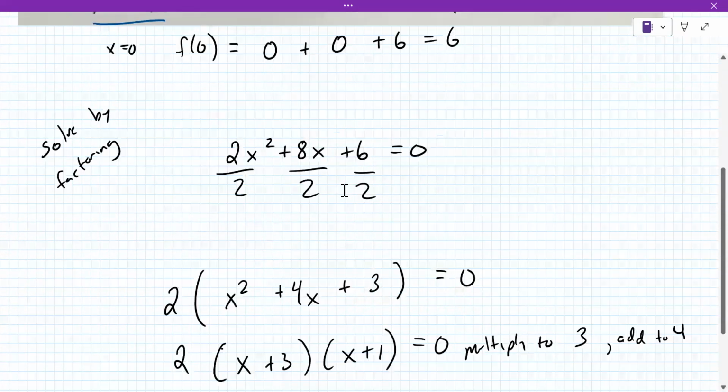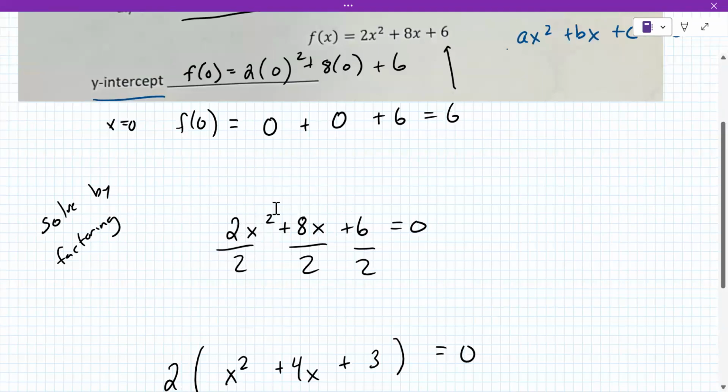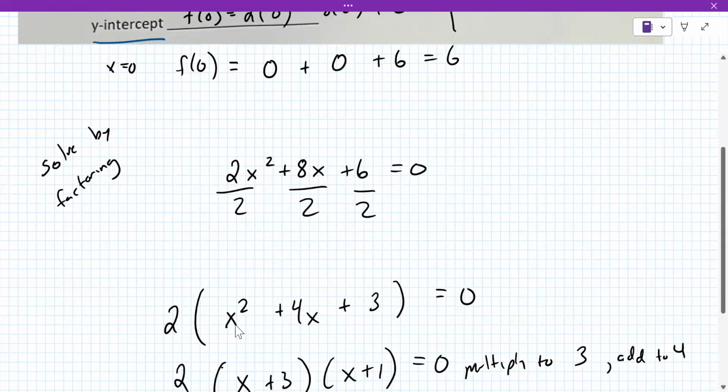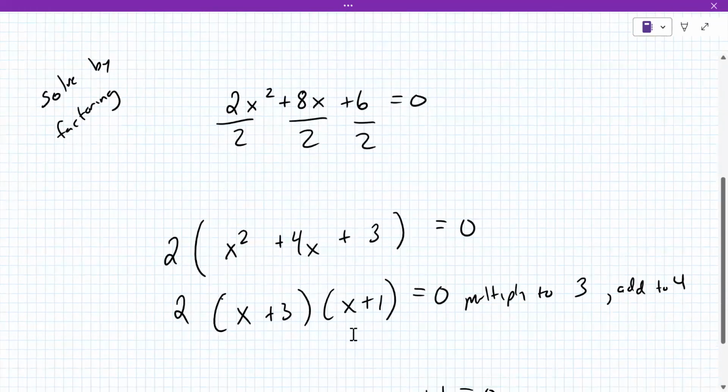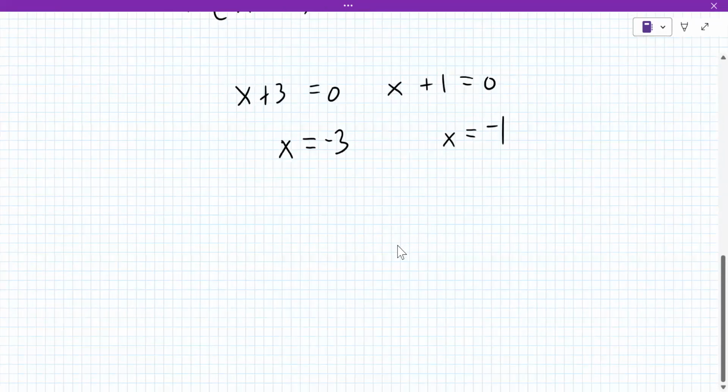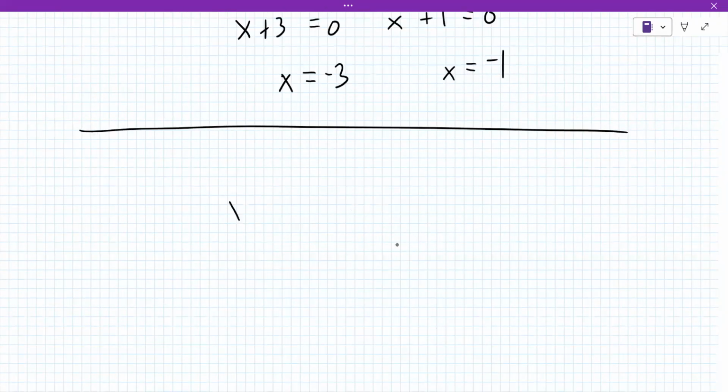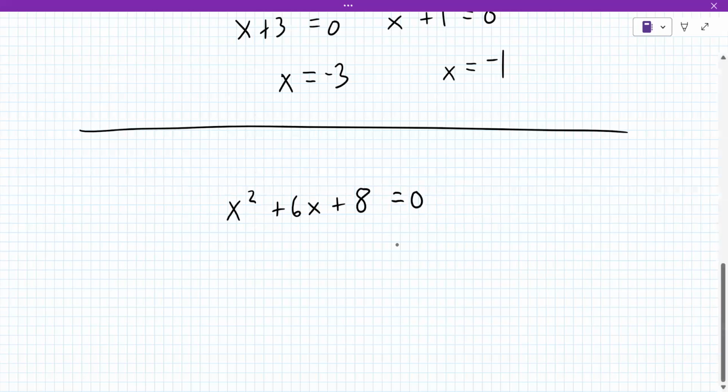Okay, so what's the process? Well, we took a 2 out because a 2 went into everything. Then we factored the inside. I want to spend a little more time on this type of factoring. I think that could be important here. But let me throw another one at you and see if you can factor this. It's kind of like the last one. There is no GCF. There's no number that goes into it. It's just straight finding two numbers that multiply to 8 but add to 6. So take a moment and see if you can solve that. I'm going to step away for about 10 seconds, but I'll be right back.